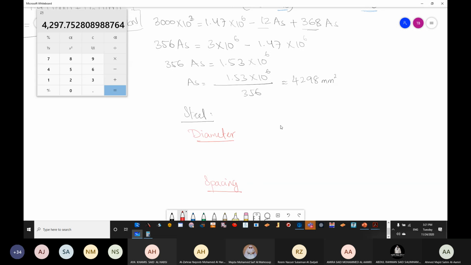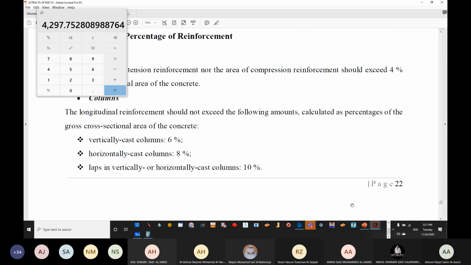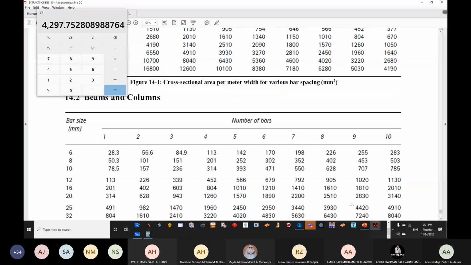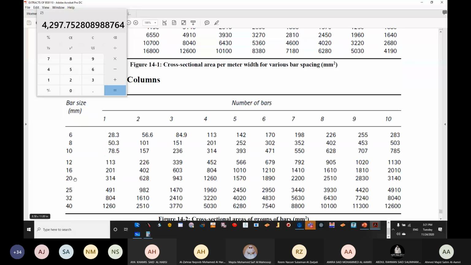So now if we go to the BS code, we have got 4,298 approximately. So we are going to use beam and columns. Let us choose, for example, 25. So we'll search for something with 25 diameter and then something near to 4,298. So the nearest one is 9. Now 9 is a huge number to be kept in 300 into 350.